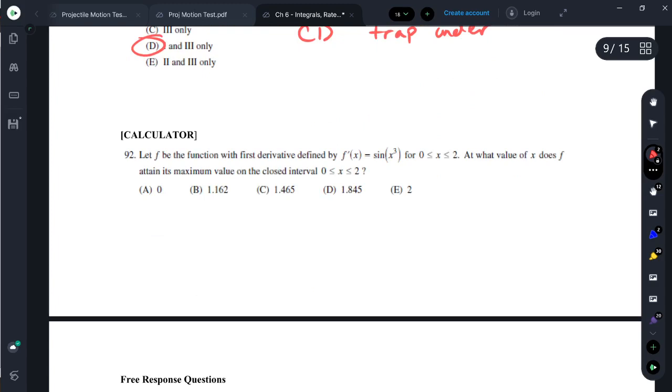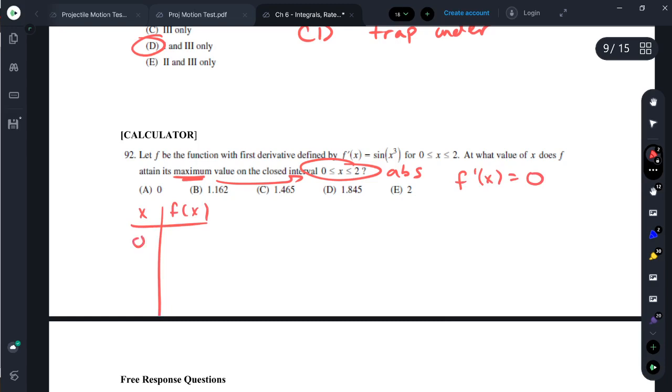All right, and then our last multiple choice, we have f prime of x equal to sine of x cubed. At what value does x attain its maximum on this closed interval? This is a really good question to make sure you know how to do. This is an absolute maximum. Even though it doesn't say absolute, whenever it gives us an interval, it's going to be an absolute. So what we have to do is take f prime of x, set it equal to 0, and then we need to find the values here at 0, 2, and our critical point.